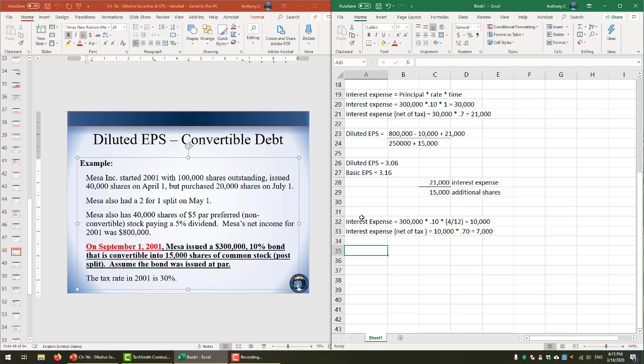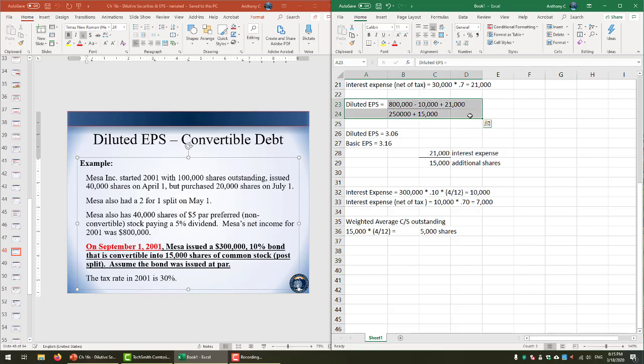For our denominator now, for weighted average common shares outstanding, 15,000 shares are converted. However, since those 15,000 shares are converted as of September 1st, the weighted average of those shares is only going to be for 4 out of 12 months. And so only 5,000 shares are going to be included into the denominator.